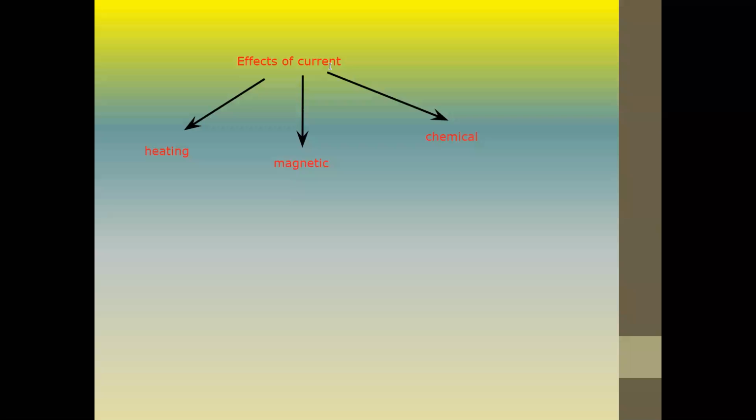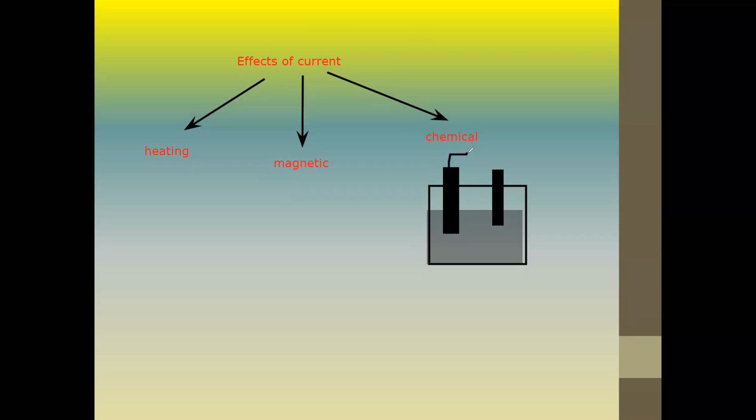In electrolysis, we normally take a solution, an electrolyte, and we pass a current through this solution. When we pass a current through this solution, we carry out chemical changes, like the movement of the ions. We call this effect the chemical effect.